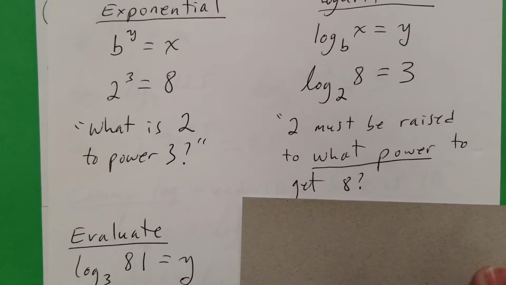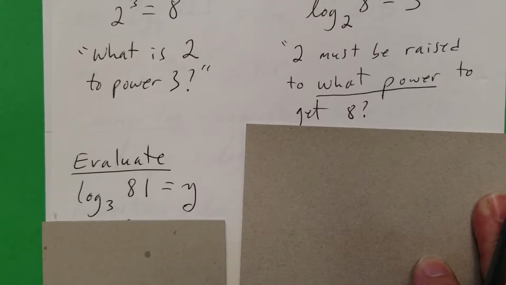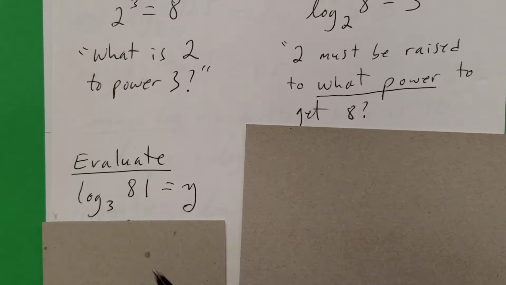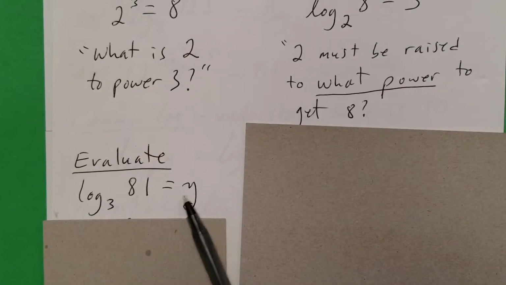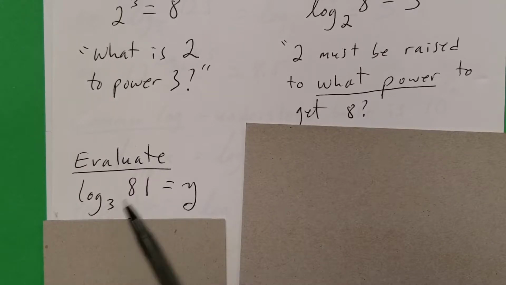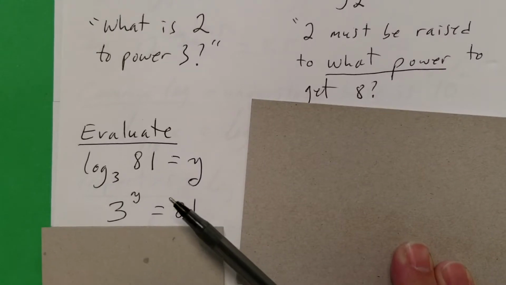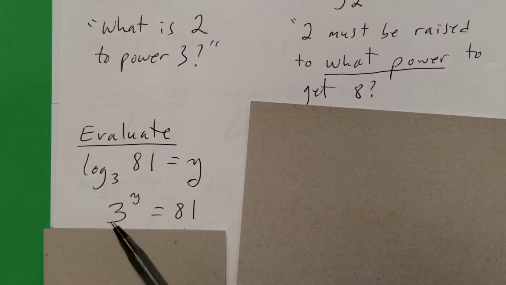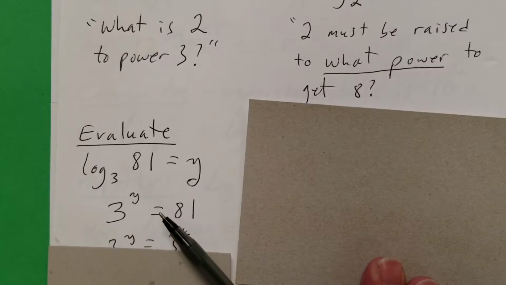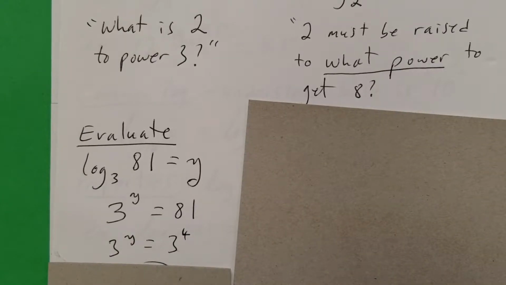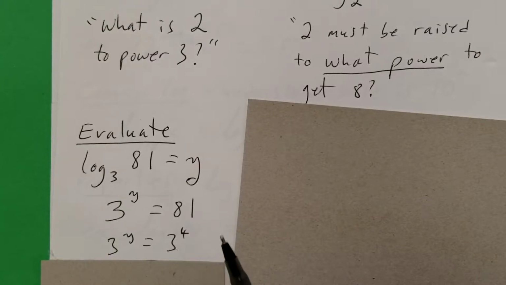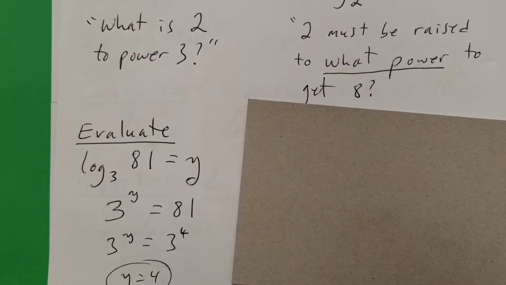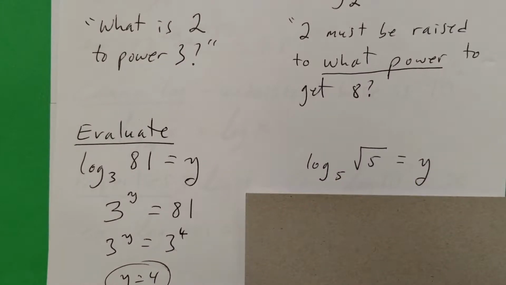How do you evaluate this? Well, what is it really asking? It's asking, 3 to what power is 81? y is the power that you raise 3 to get 81. So I can rewrite it like this: 3 to what power is 81? Then you do the math, use a calculator, and you figure out that it's 4. 3 to the 4th, so y equals 4. Okay? Look at this.